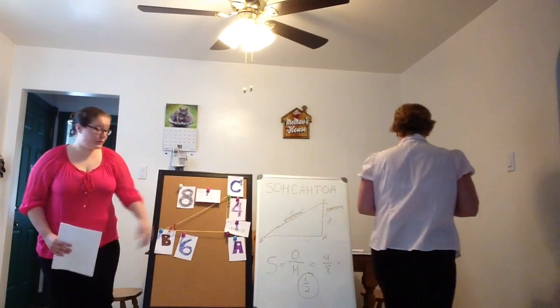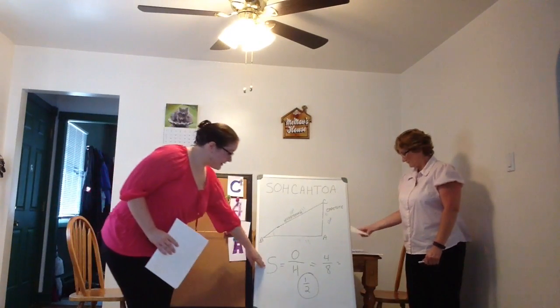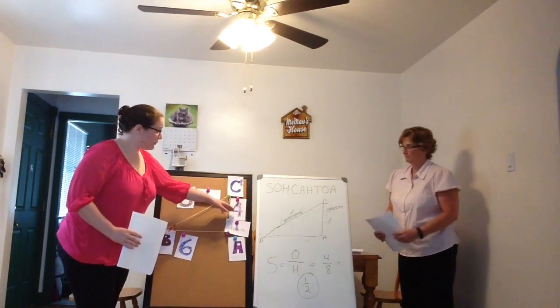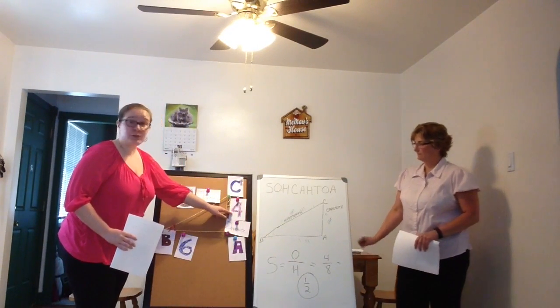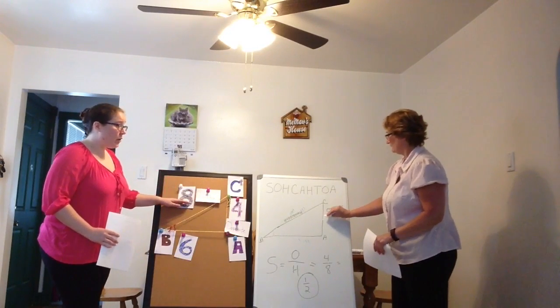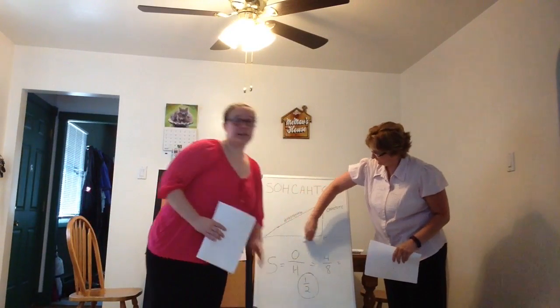For your answer, you should have gotten 1/2. And that's because since S is equal to the opposite over the hypotenuse, we would place the value 4 as the numerator or the top, and then 8 as the denominator or the bottom. So our fraction would be 4 over 8.